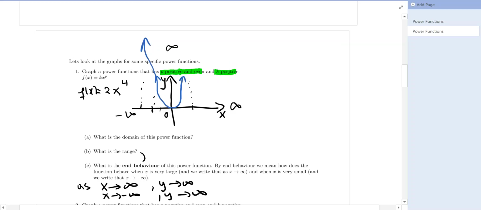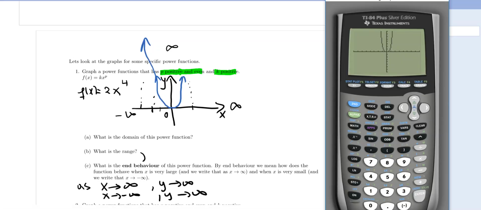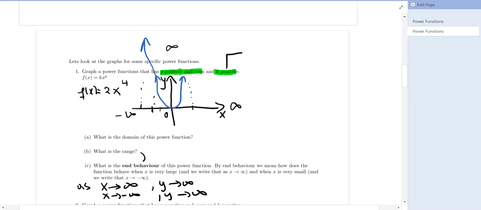Let's change from k positive to k negative and see what's the only difference. So if we go to y, instead of 2, let me put negative 2. So I'm going to insert the negative and then graph. The only thing that changed is basically that it flipped over the x-axis. So when k is negative, it flips over the x-axis.